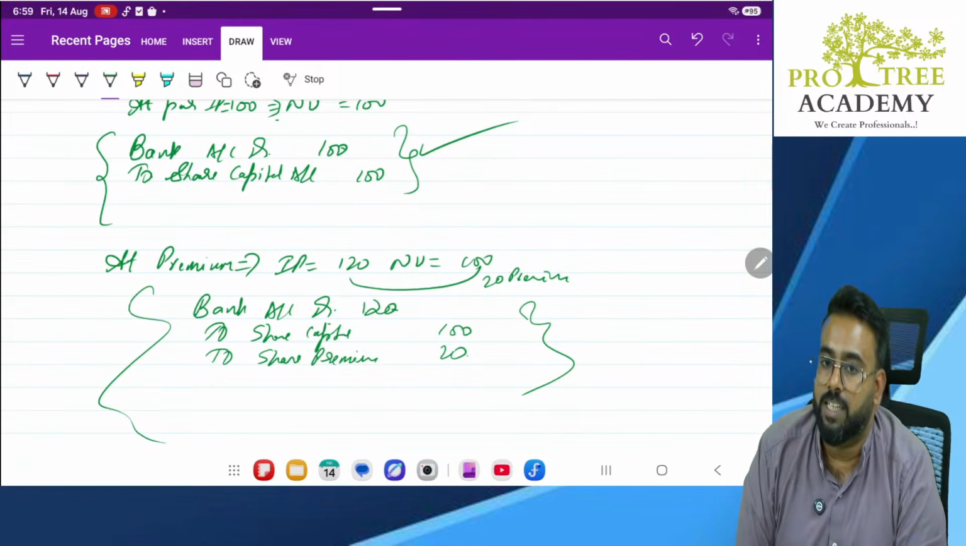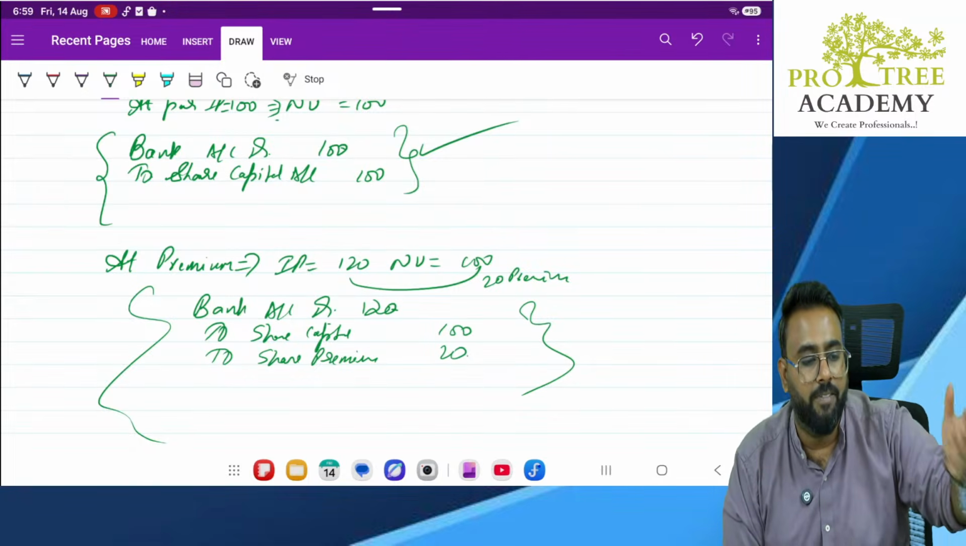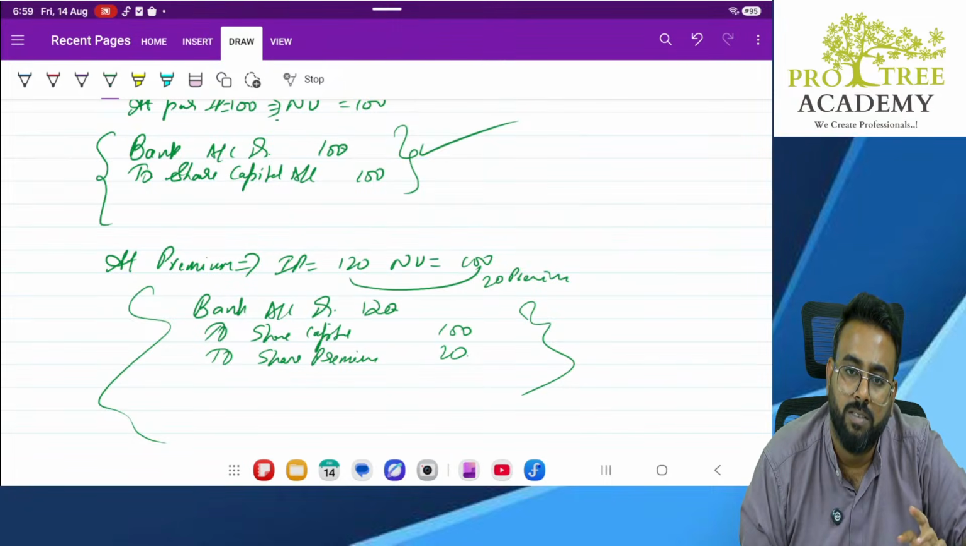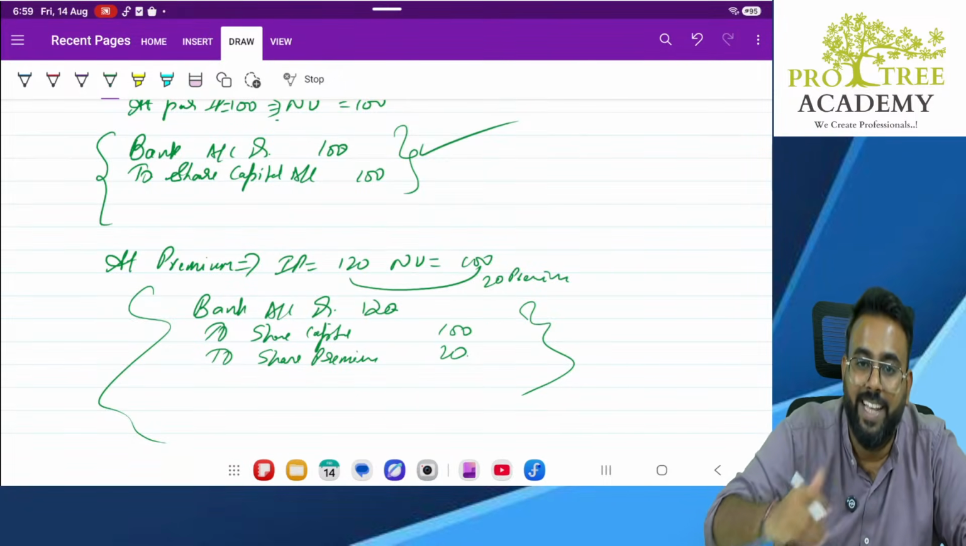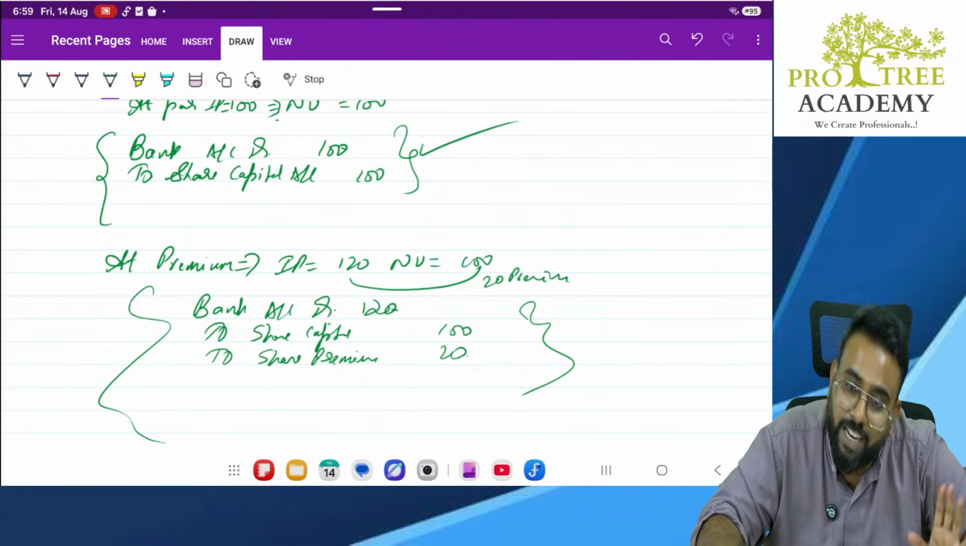Sir, why is it like that, sir? Why it is like that is simple. Earlier, they were paying you in installments. Now they are paying everything in one shot. Clear? Okay. Sir, it is easy. It is easy, but in the exam they will not give it like this. In the exam they will give installments.